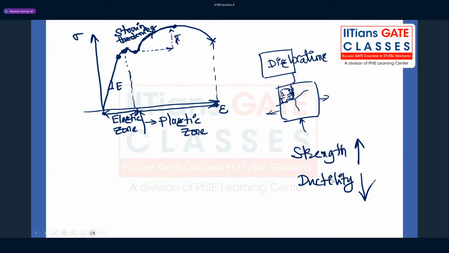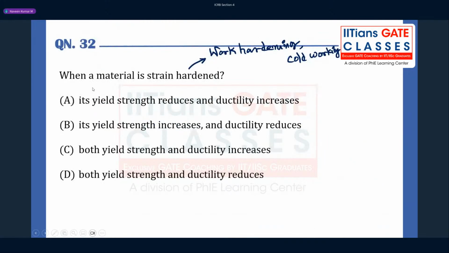So with this, I think we'll be able to answer this question. When a material is strain hardened, its yield strength reduces and ductility increases? Of course not. Yield strength increases and ductility reduces is right. This is the right answer. Both yield strength and ductility increasing is quite a strange phenomenon. It won't happen generally. And both yield strength and ductility reducing is also a very different phenomenon. But generally for normal materials, if you're strain hardening, yield strength will increase and ductility will reduce.